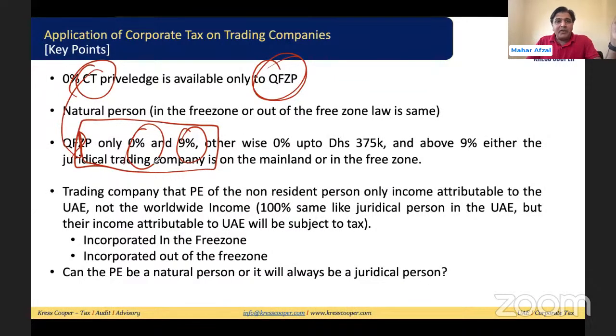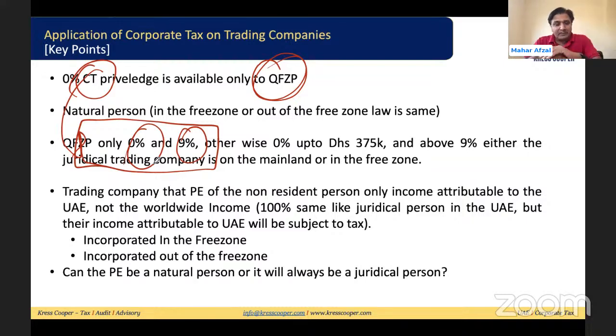One question I have, basically, on the trading company, we have already discussed the PE of the non-resident person, another point that was covered. For the PE of the non-resident person, income attributable to the UAE will be subject to corporate tax. For the resident juridical persons, worldwide income will be subject to tax.